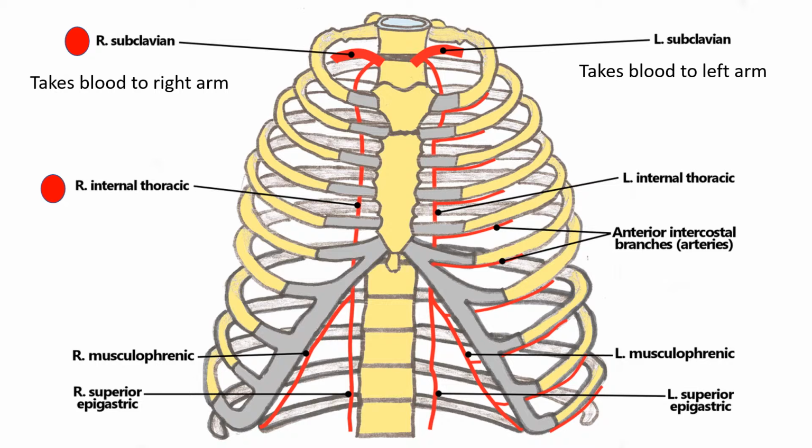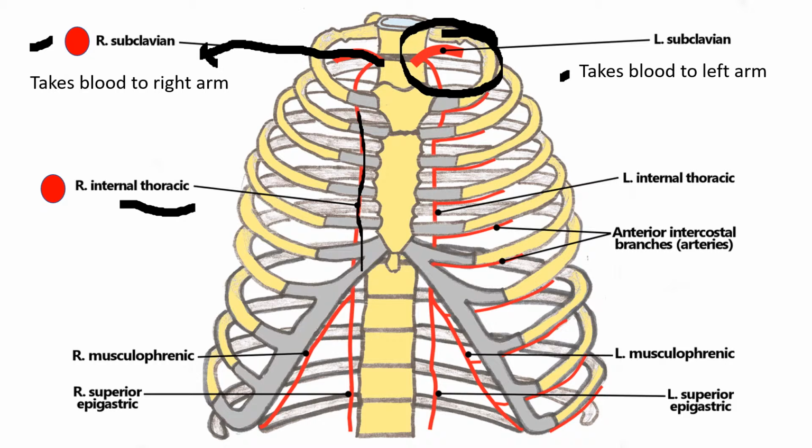Yet again, the branches of the aorta. The right subclavian takes blood to the right arm, bringing oxygenated blood from the aorta to the right arm. The left subclavian artery, subclavian being the anatomical structure around right here, underneath the clavicle, takes blood to the left arm. And then you have the internal thoracic portion of the body. There's a bunch of different names here, and we'll touch on a number of them.